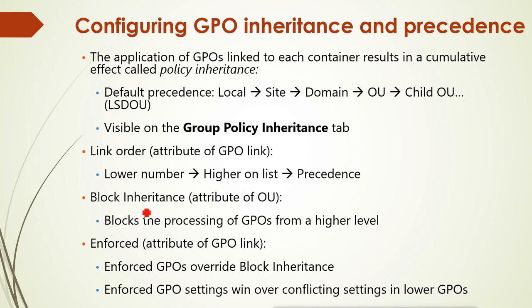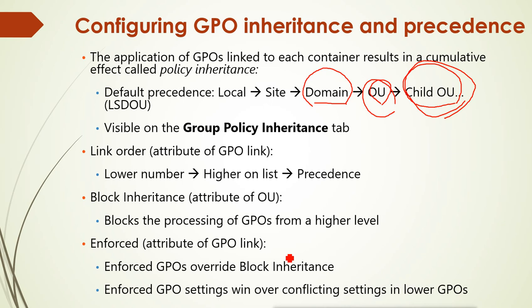Then block inheritance. Now we can block the inheritance also. Suppose one policy is coming from the local group policies, or suppose we have applied some policy on the domain, so it is going to apply on all the OUs, and it is also going to apply on all the child OUs. If we configure the policy on OUs, it is going to apply on all the child OUs, because by default it is going for inheritance. But we have an option to block the inheritance from the higher level. Then we can enforce the inheritance also.